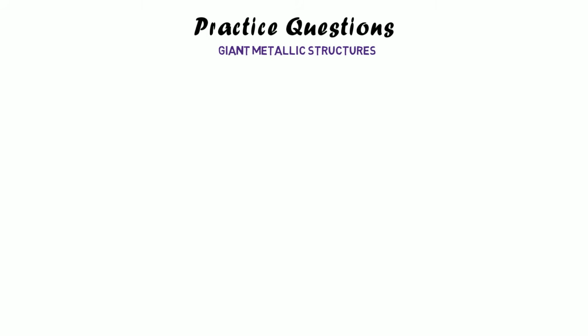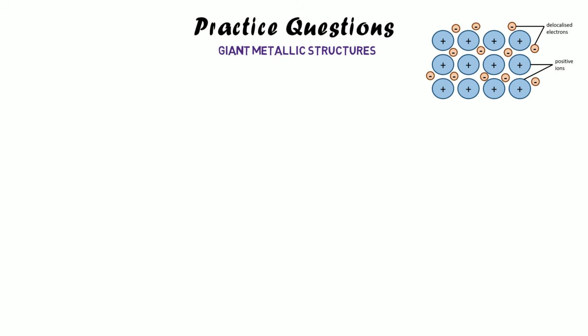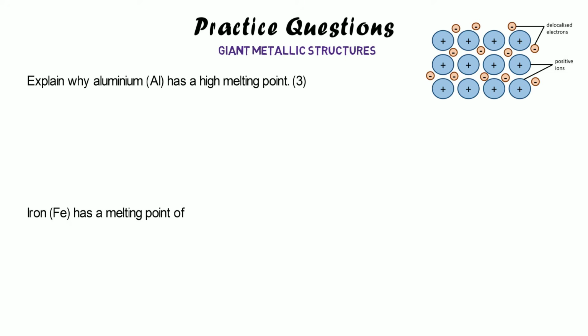Here are some practice questions about giant metallic structures and their melting points. Remember that this is what it looks like. Explain why aluminium has a high melting point for 3 marks. So this time it's a 3-mark question. And iron has a melting point of 1538 degrees. Explain why. Pause the video and have a go at these questions.